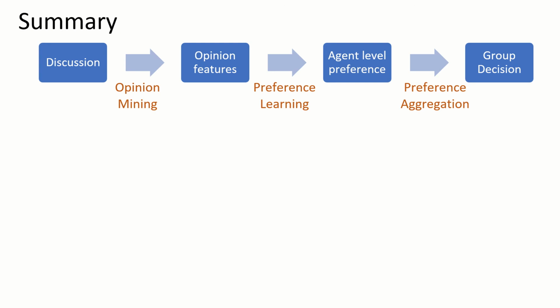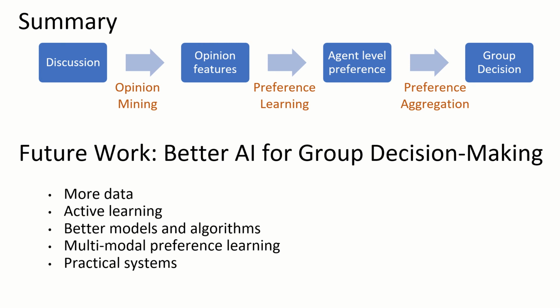To summarize, we again mention our framework. We mine opinion features from text, learn preference models to predict agent-level preferences, and then aggregate them to output a group decision. Our work is geared towards better AI for group decision making. We are working to extend our dataset first and foremost. We want to explore active learning techniques for efficient elicitation in text.